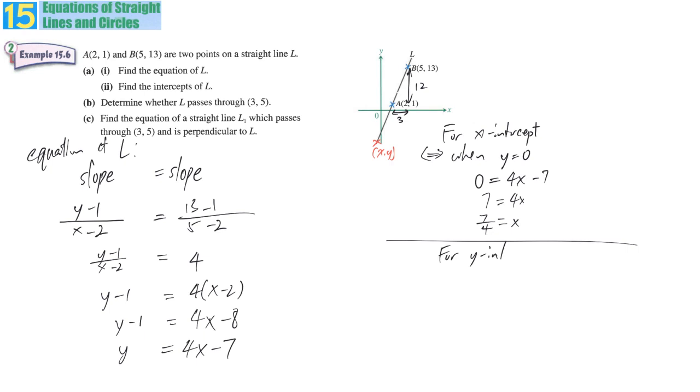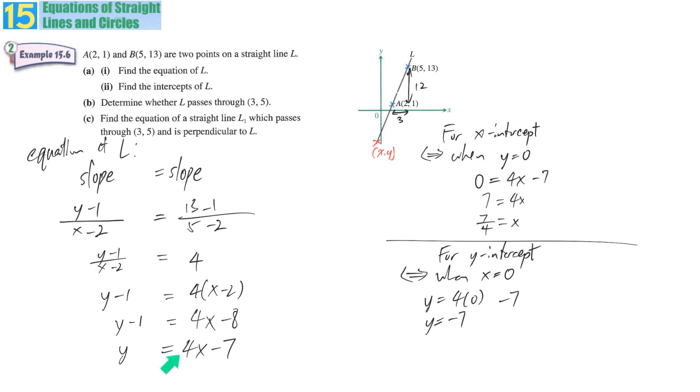For y-intercept, which means when the left-right position equals 0, when x equals 0, you have to remember the condition for x-intercept and y-intercept. Then y will equal 4 times 0 minus 7. The key point is this term must become 0. So the constant term itself represents the y-intercept. That's the advantage of using slope-intercept form here. So y is equal to negative 7. That means the y-intercept is equal to negative 7.